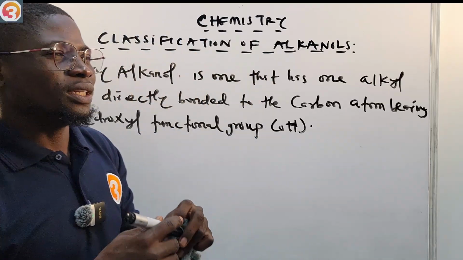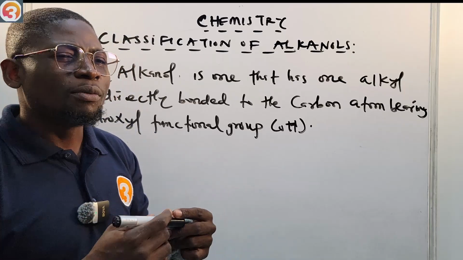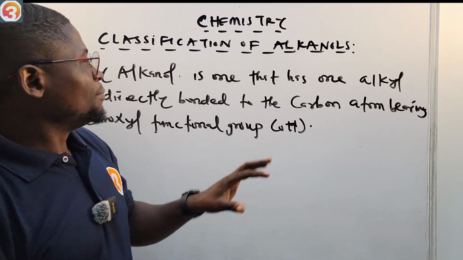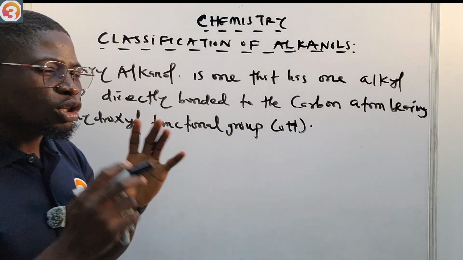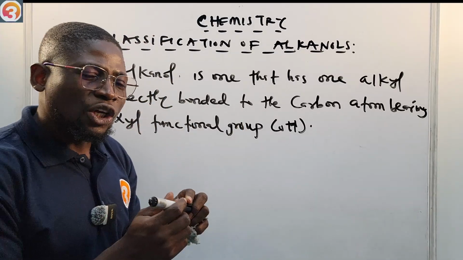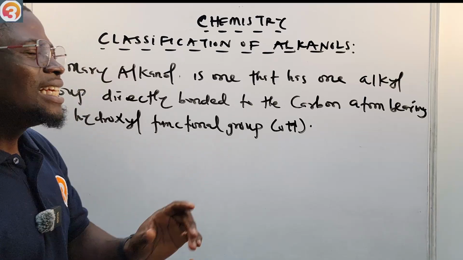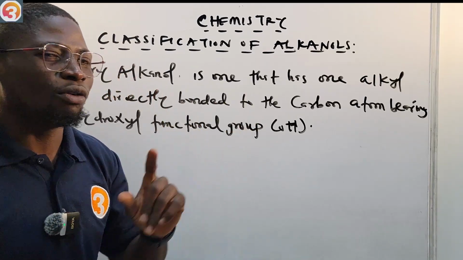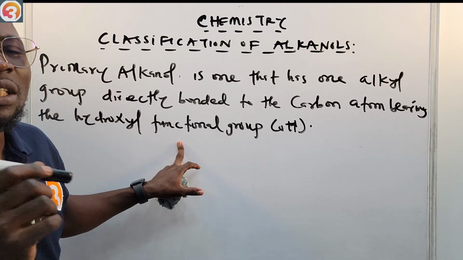When an alkane loses one hydrogen atom, it forms an alkyl. So now, a primary alkanol is one that has just one alkyl group. It could be methyl, ethyl, propyl, or butyl, but it must have just one alkyl group bonded directly to the carbon atom bearing the hydroxyl functional group.